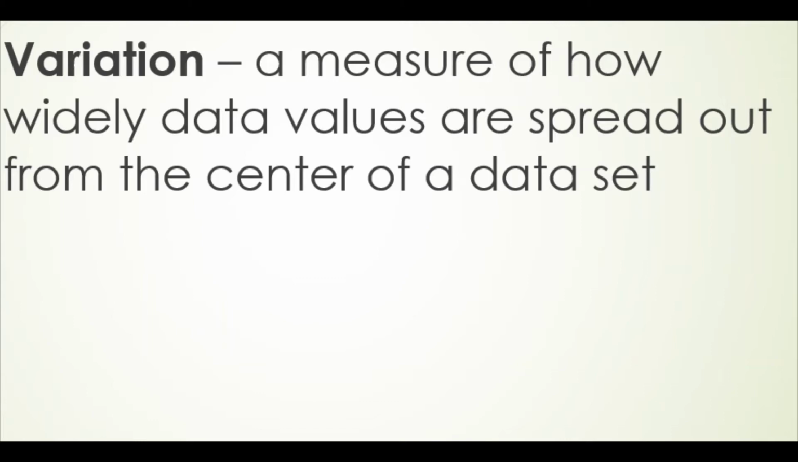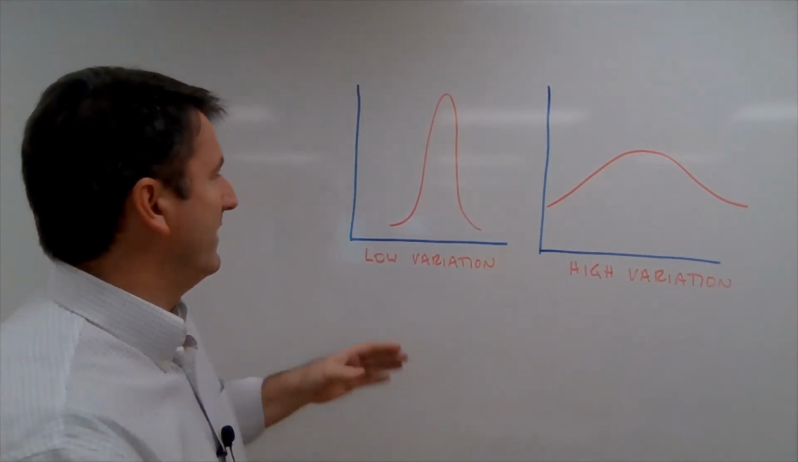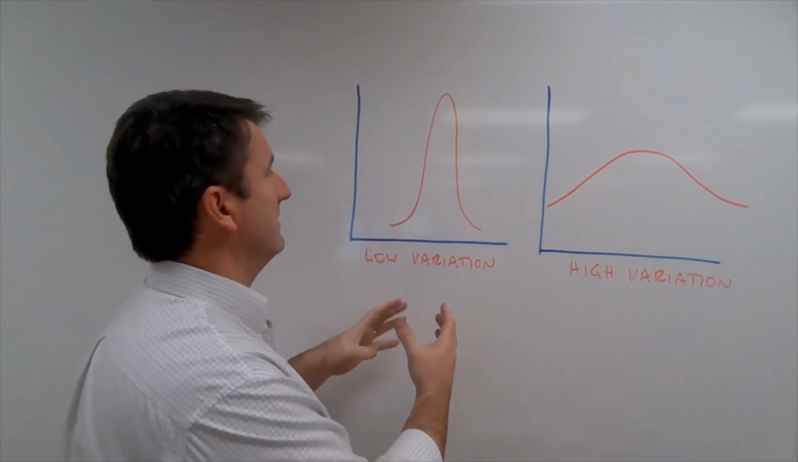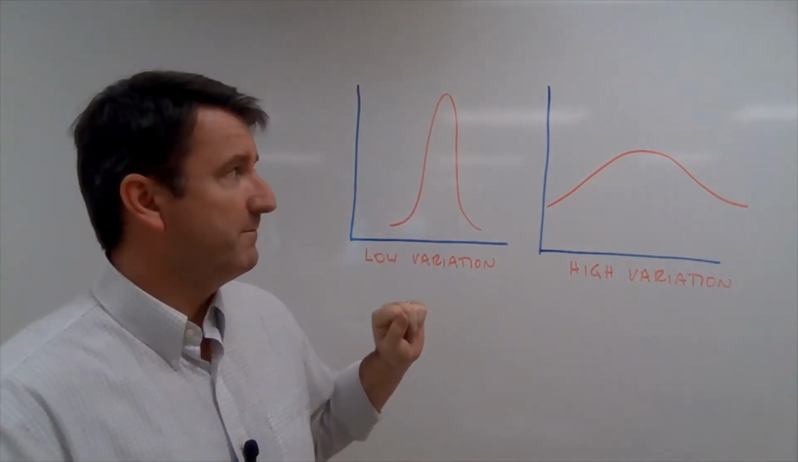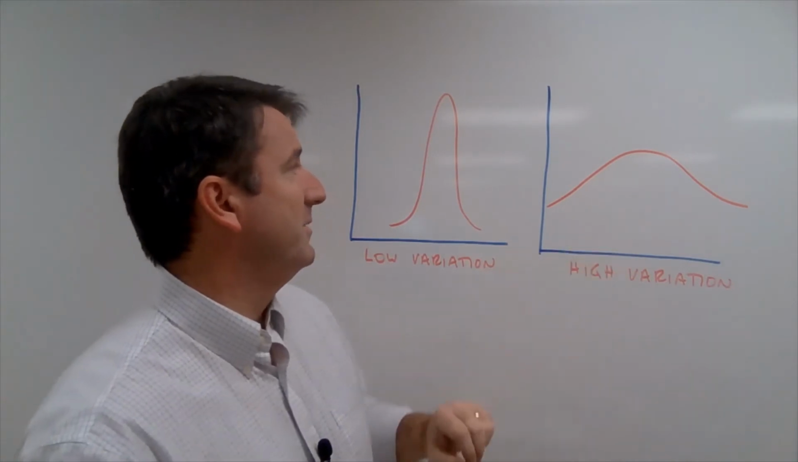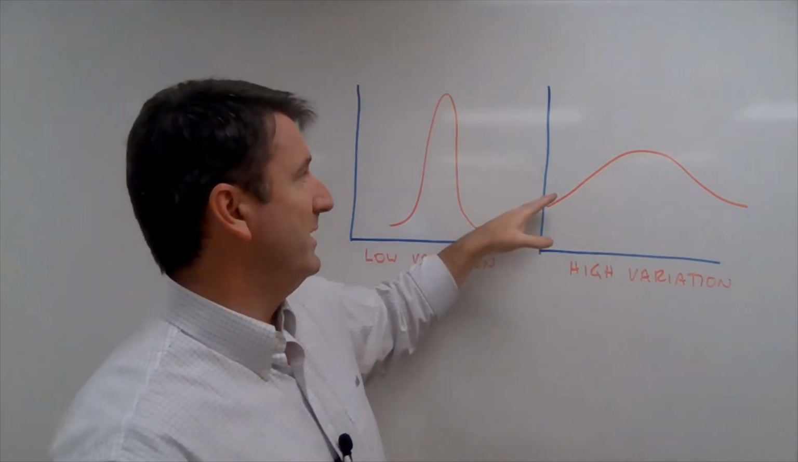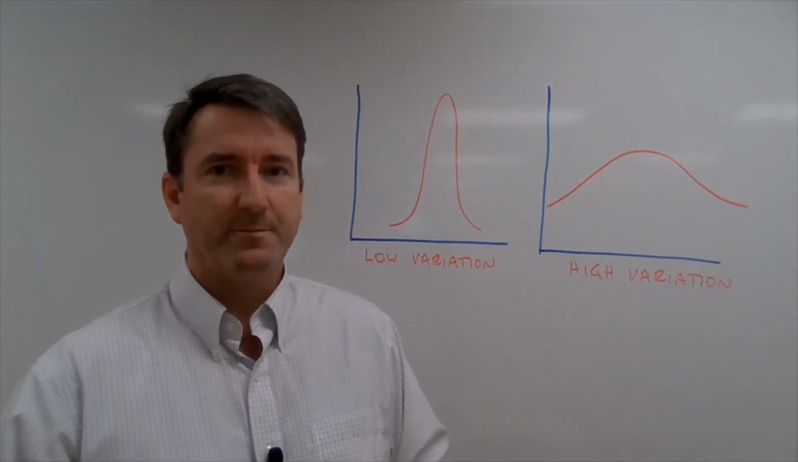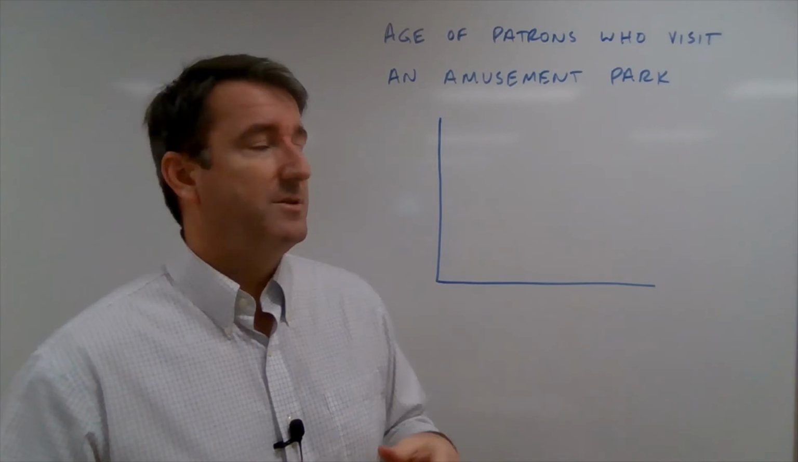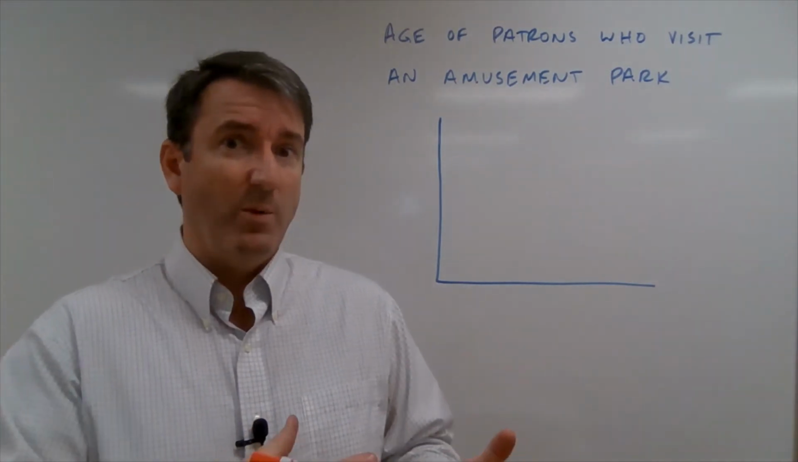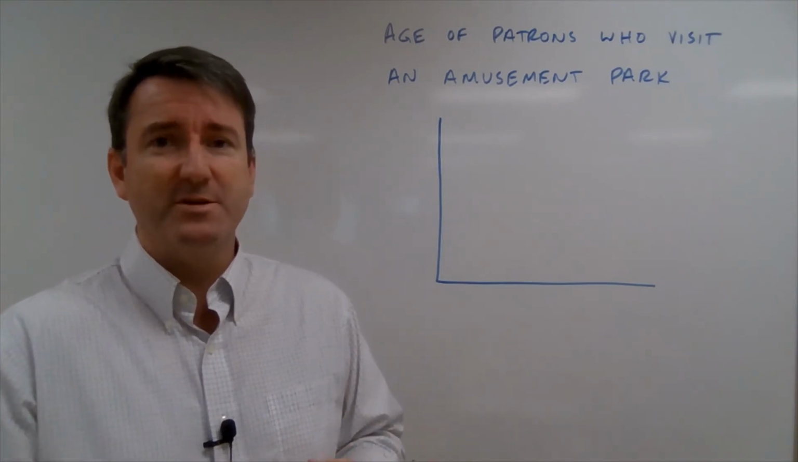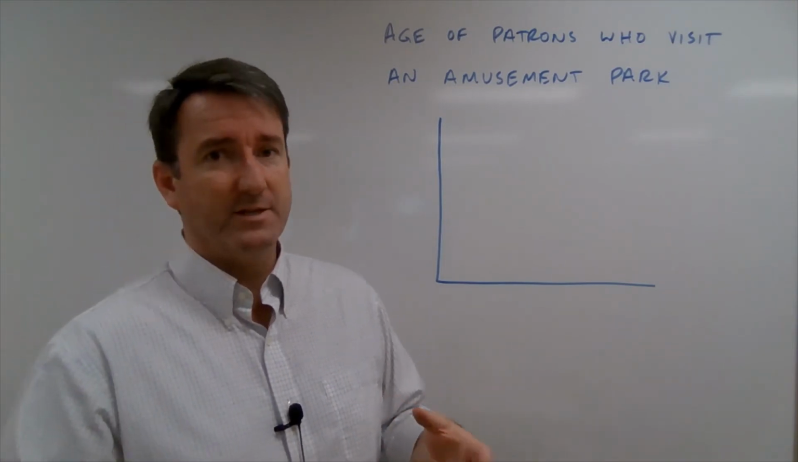The graph of a distribution with a low variation is going to look like this, with most of the values clustered around the median. The graph of a distribution with a high variation will look more like this, where the values are much more spread out. For our examples, we're asked to make a sketch of what we would expect the distribution to look like, and then to describe the symmetry and the variation of the distribution.